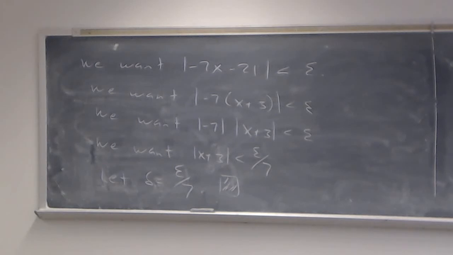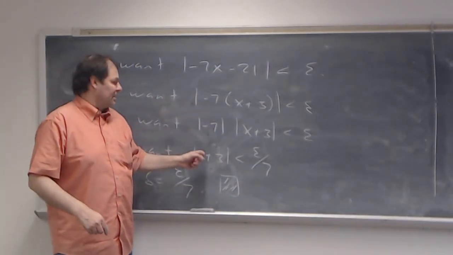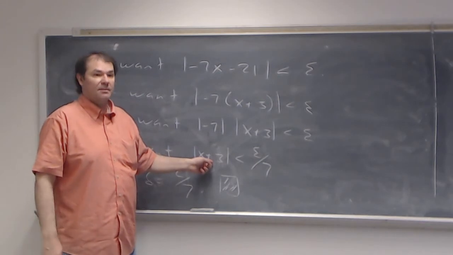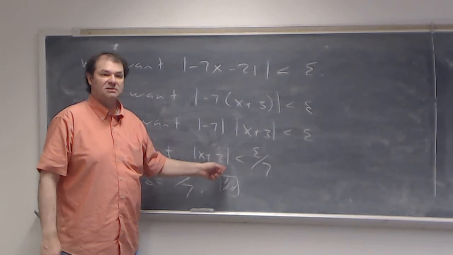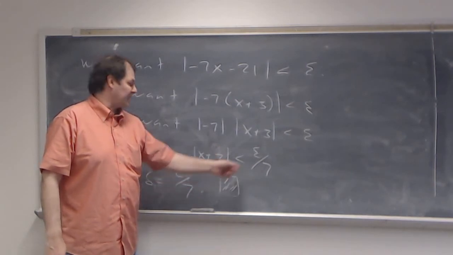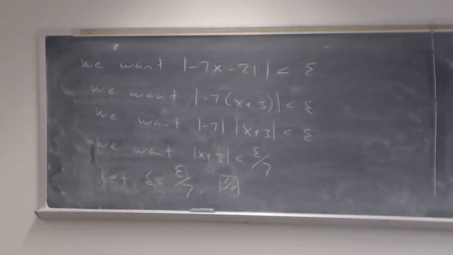Here's what I need to have happen. If I can get this to happen, I'm in good shape. If this happens, I got it. If I can make this happen, I can get what I want. Well, I can make this happen because I just let x plus 3 be less than delta. The delta I pick is this one. We got it. It's okay?